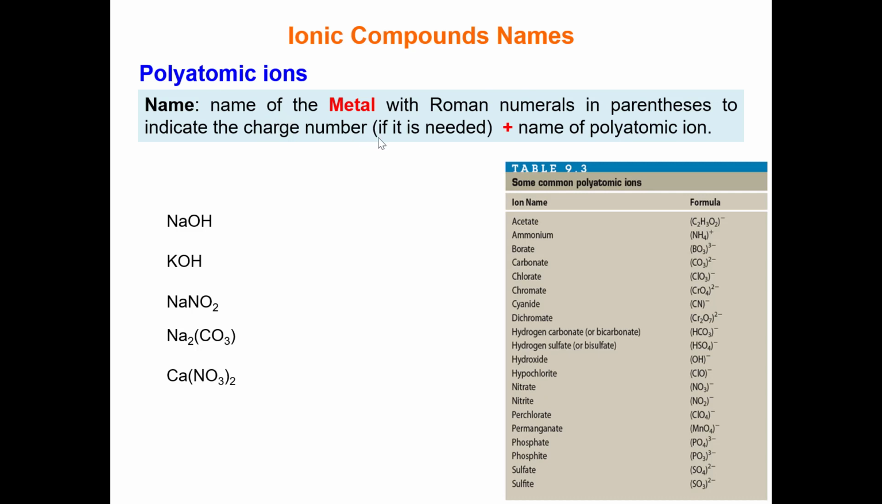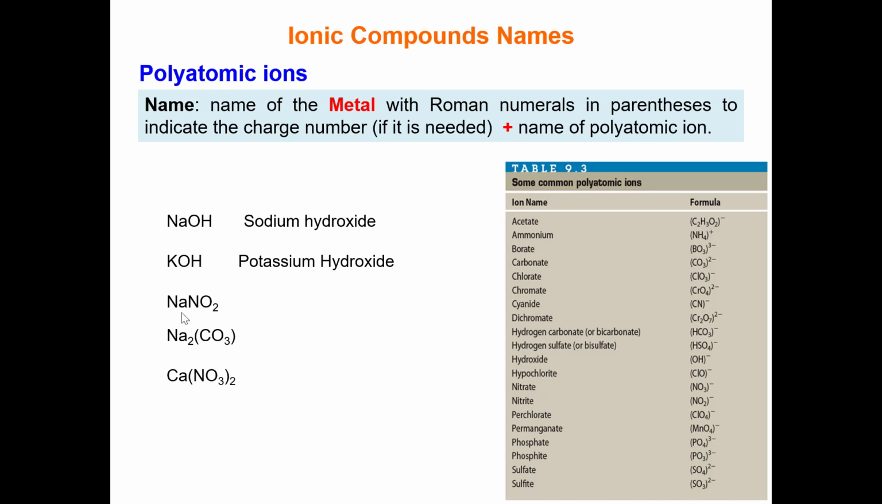First the name of the metal and then the name of the non-metal ion. In this case, we have sodium. Then this one we will check in our list. It's OH, so it's hydroxide, and it's here. Then the name of this one will be sodium hydroxide. It's just the name of the metal and the name of the polyatomic ion. In the second case, the metal is potassium and the polyatomic ion is hydroxide, so it will be potassium hydroxide.